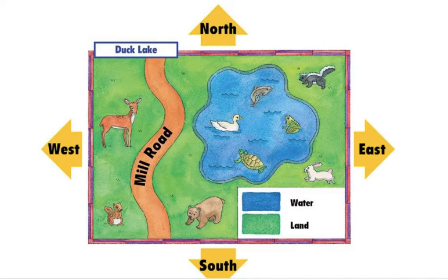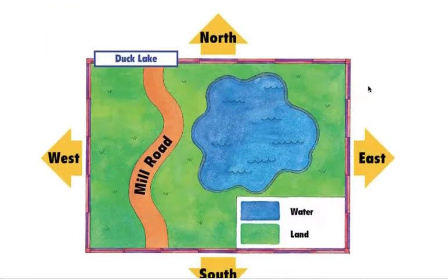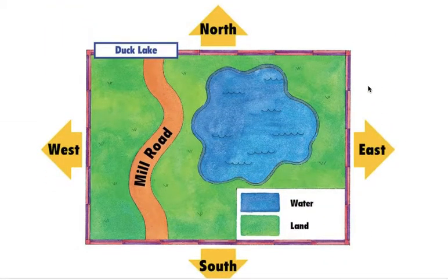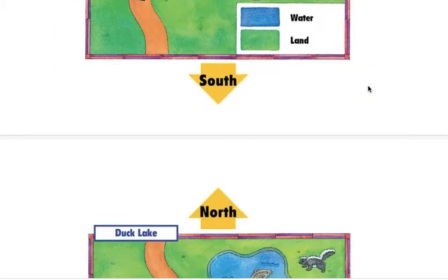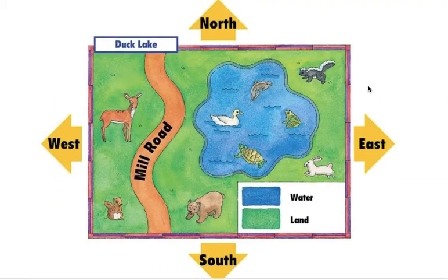Screen recording is for your social studies lesson for April 22nd, 2020. You're seeing the map in front of you of Duck Lake that we looked at yesterday. However, yesterday it looked like this, and today it looks like this. What differences do you see?